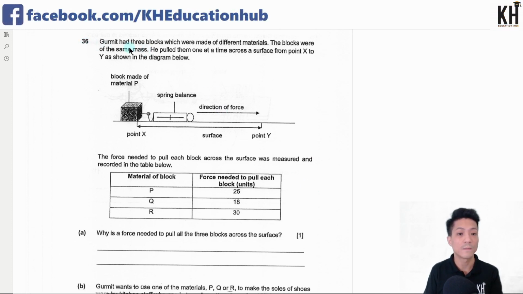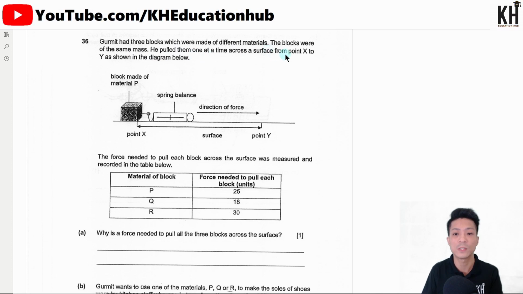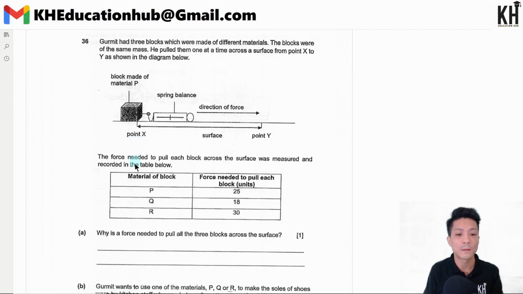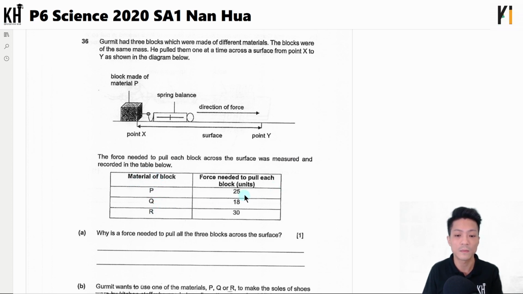Okay, question 36. Gurmit had 3 blocks which were made of different materials. The blocks were of the same mass. He put them one at a time across a surface from point X to Y as shown in the diagram below. Okay, so we have a block that is made of material P. There is a spring balance. This is the direction of the force, from point X to Y. The force needed to pull each block across the surface was measured and recorded in the table below. So for different materials of the block P, Q, and R, you can see that a different amount of force is needed to pull each block.